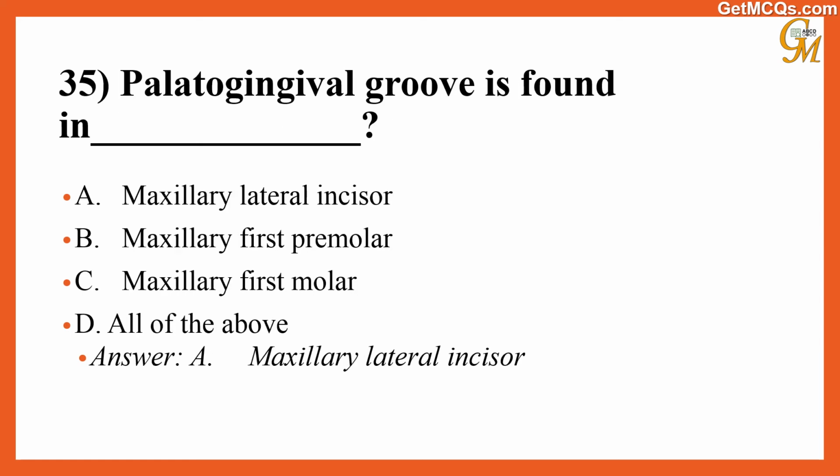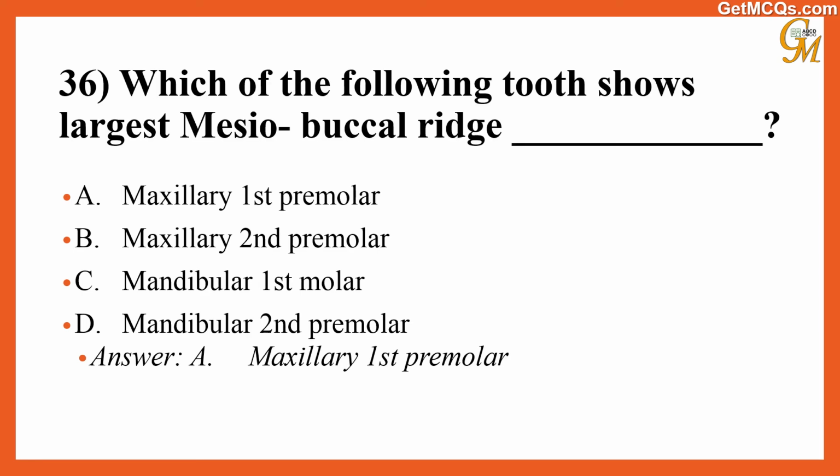35. Palato-gingival groove is found in? Answer: A. Maxillary lateral incisor. 36. Which of the following tooth shows largest mesiobuccal ridge? Answer: A. Maxillary first premolar.